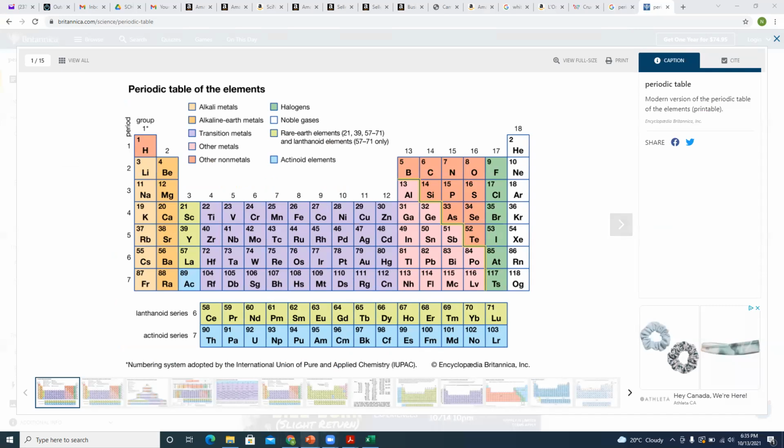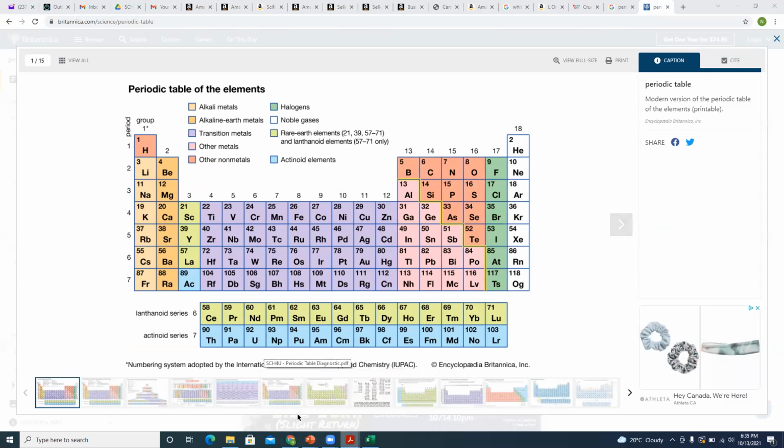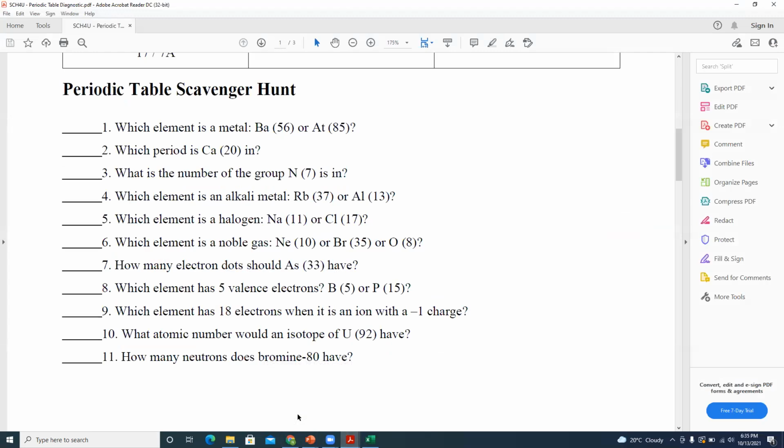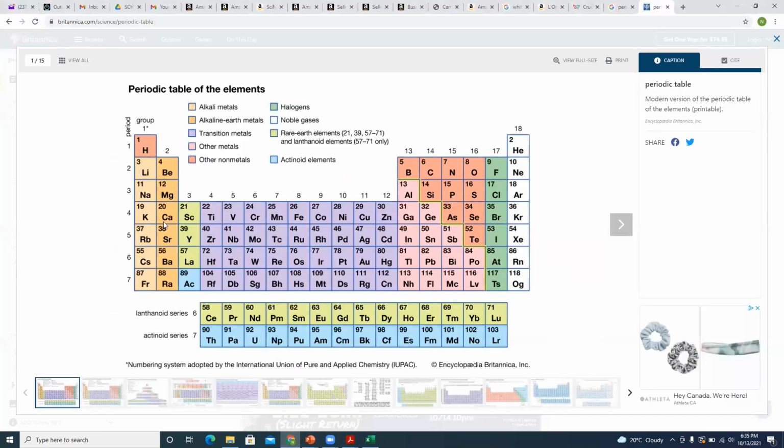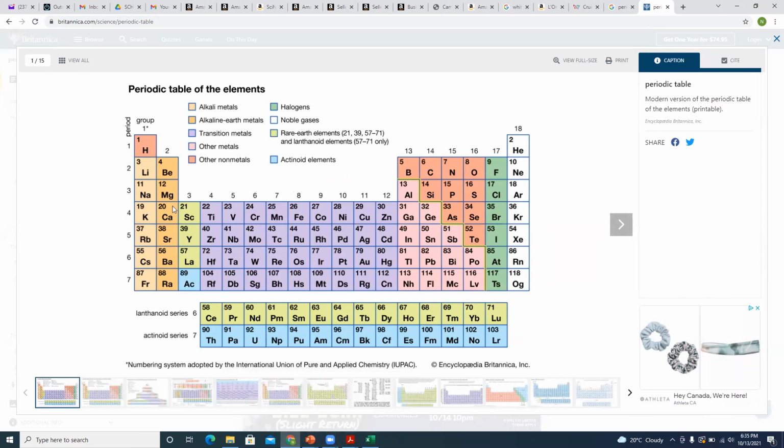Okay. So then the next question, question 2, which period is calcium 20 in? So let's look at our periodic table and find calcium 20, and then you can tell me which period it's in. Four. So calcium 20 is right here, and it is in period 4. Yes.